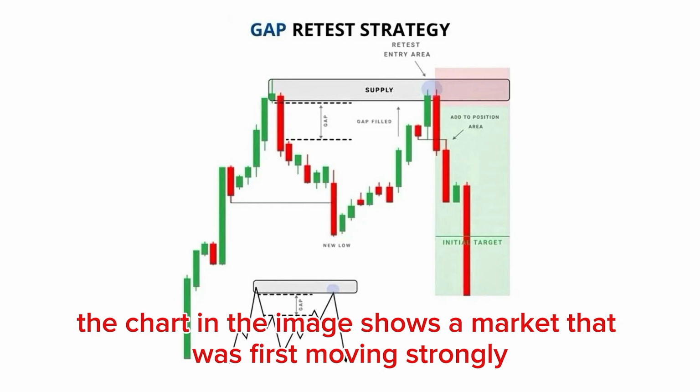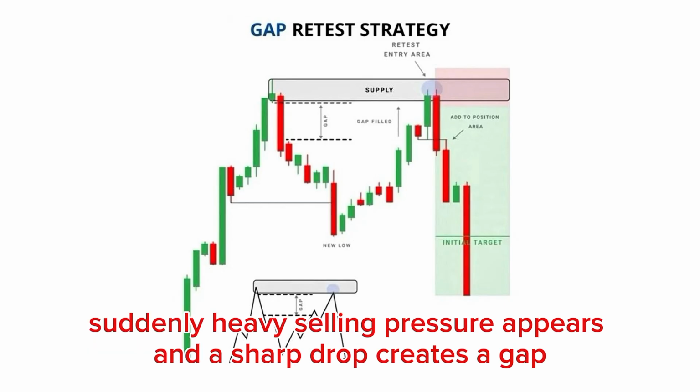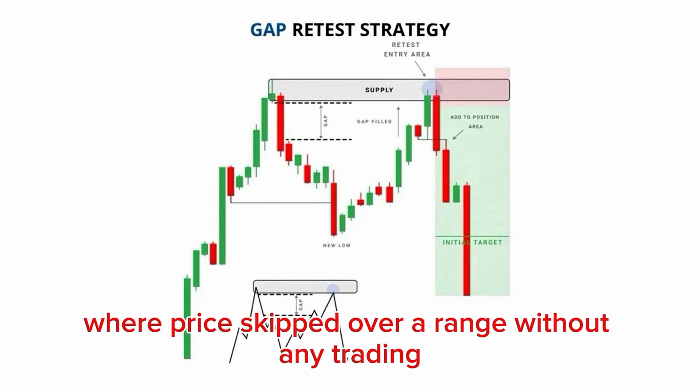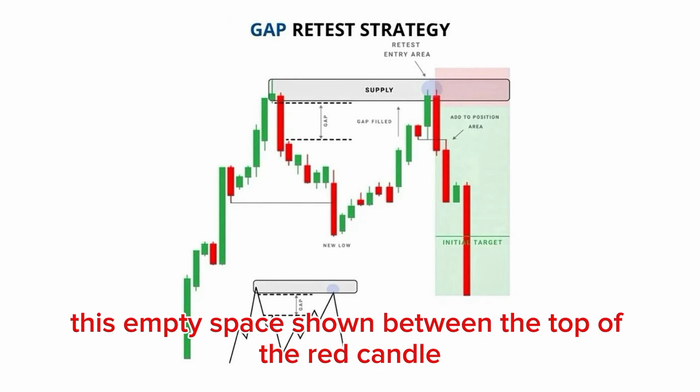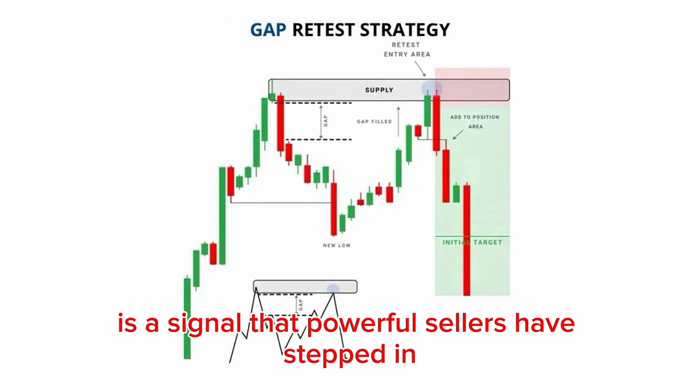The chart in the image shows a market that was first moving strongly upward with a series of large green candles. Suddenly, heavy selling pressure appears, and a sharp drop creates a gap, a section on the chart where price skipped over a range without any trading. This empty space, shown between the top of the red candle and the bottom of the previous green candle, is a signal that powerful sellers have stepped in.